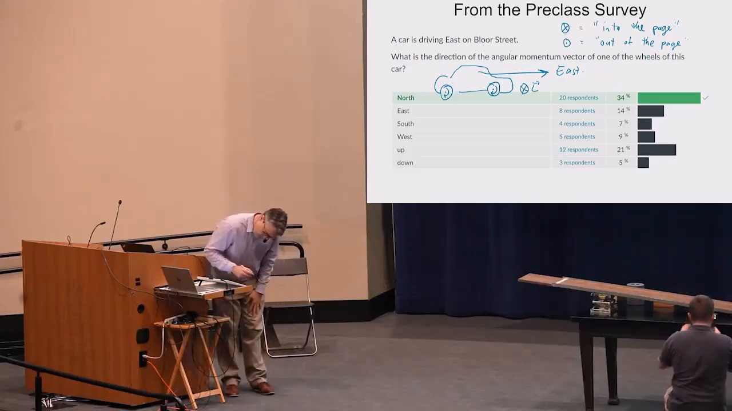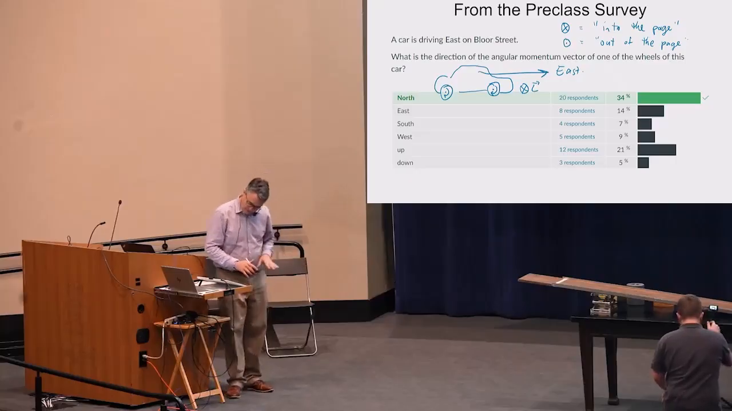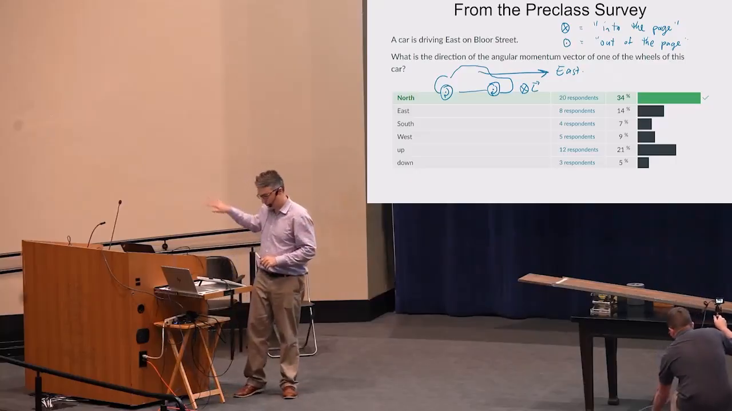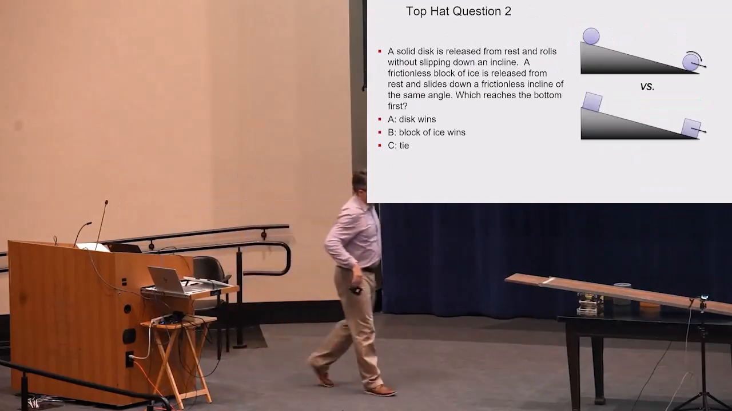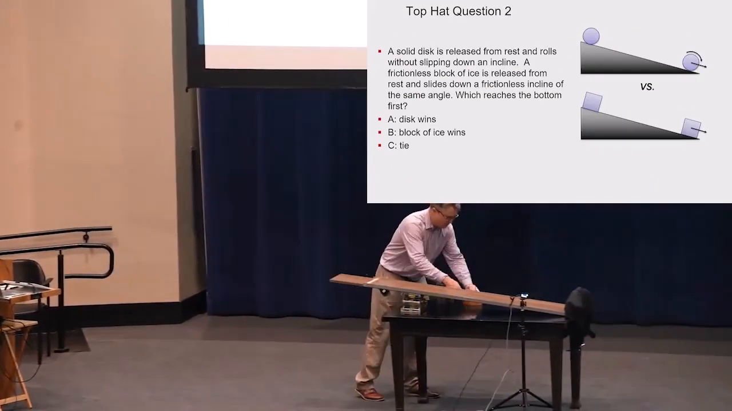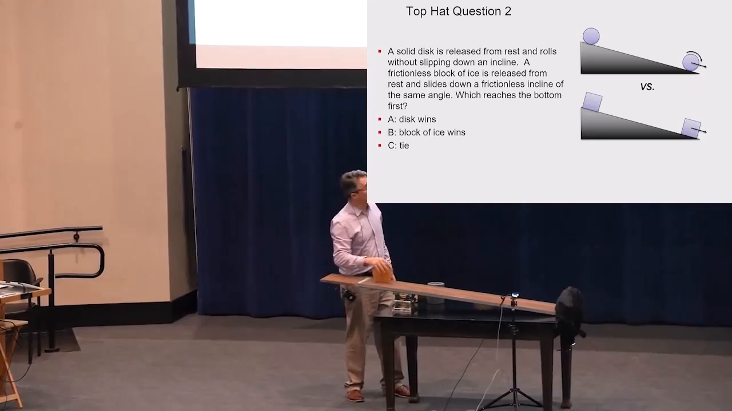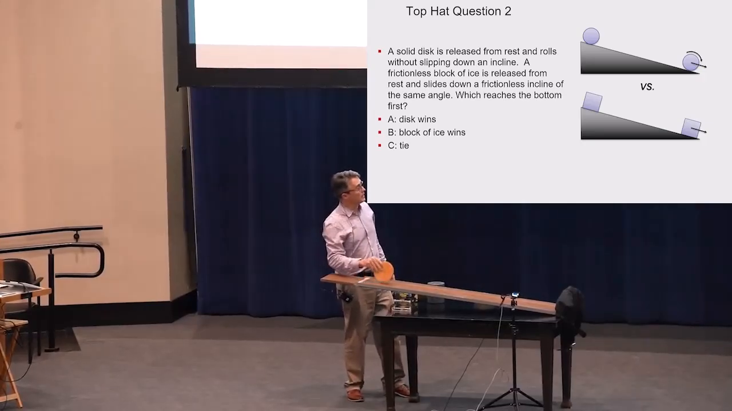So, and then you have to think that's north. If east is to the right, and north is into the page. So let's say we release something from rest, a solid disk, for example. I have one of these, and I let it roll without slipping down an incline.